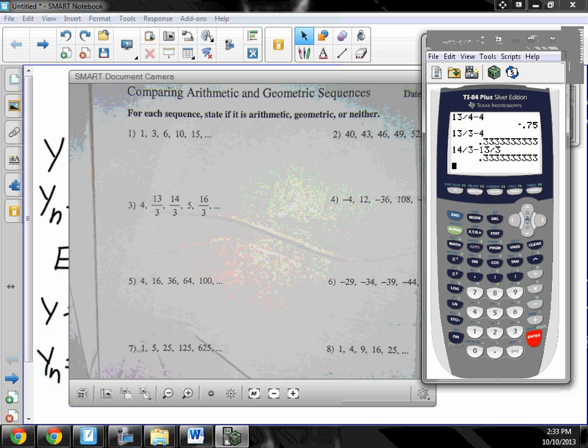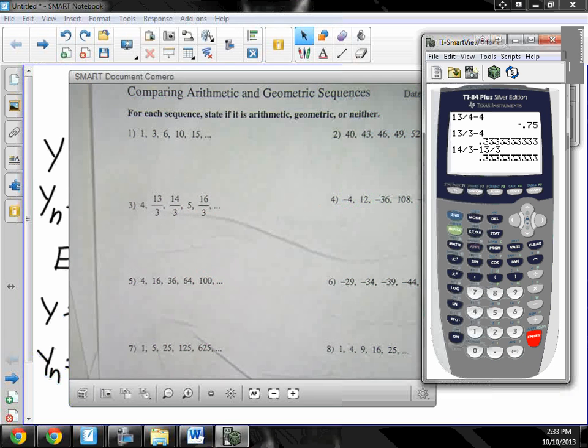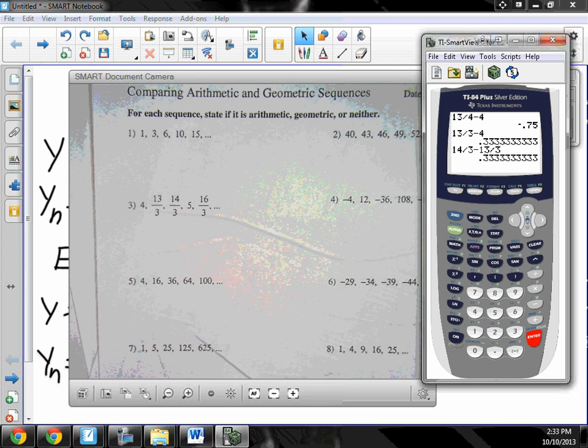Arithmetic, what's the common difference? -5, -5. Okay, I'm going to let you go ahead and finish the rest of that page. Notice the last 4 are in equation form. So you need to look at the equations and decide, does that equation represent arithmetic, geometric, or neither? And then we'll talk about it.